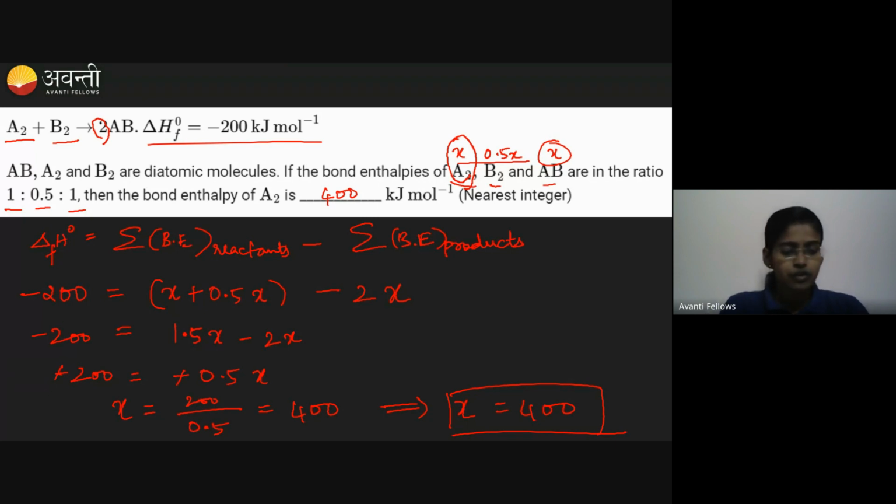Is this clear for all? Okay. Shall I go on with the next question? Yes. Good. Just only one formula we are using in all the questions.